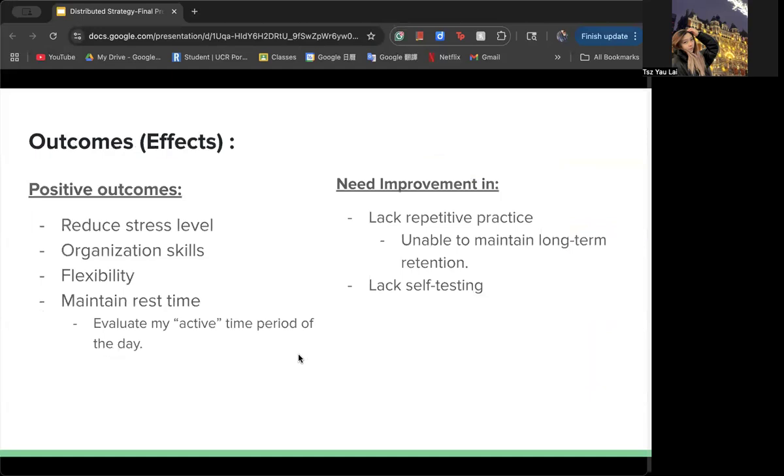Some positive outcomes that I saw from my example are that I was able to reduce my stress level. I did well in organization skills, adapting to my flexible free time of the day, and maintaining good sleep and rest time. Within this process, I also evaluated my active time period of the day. Some improvements I should make are that I lacked repetitive practice, which enables long-term retention, and there was also a lack of self-testing.